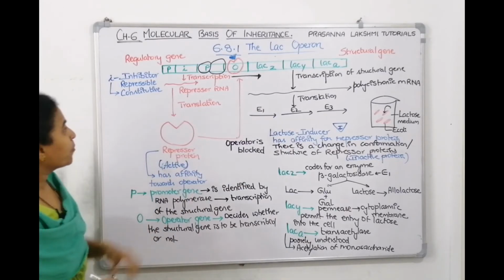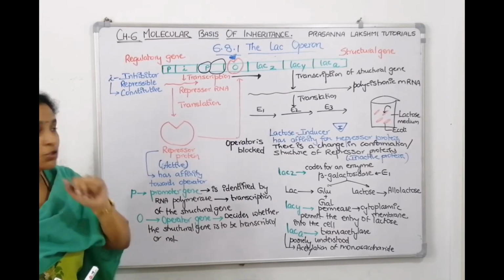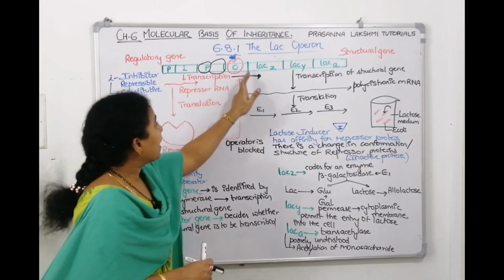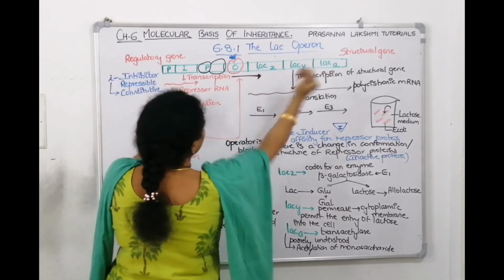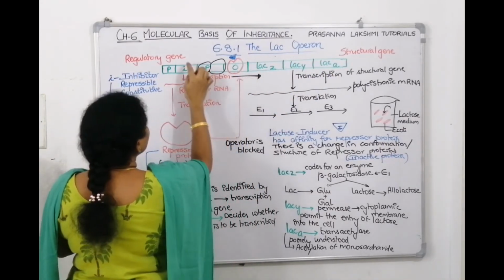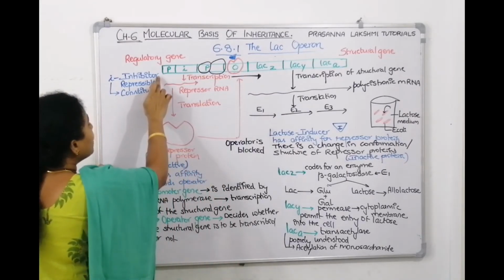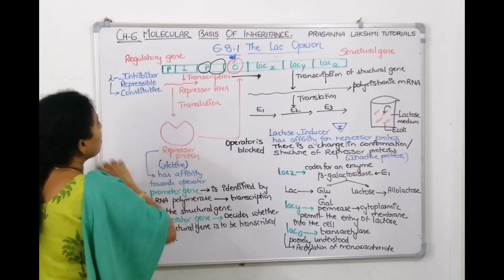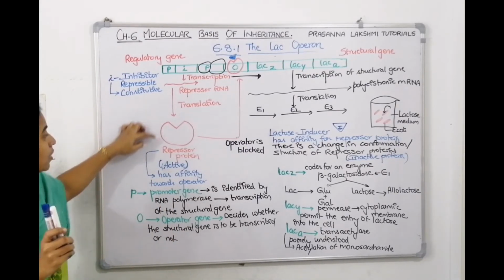So we are doing the Lac Operon. I draw the Lac Operon genes here. I told you the Lac Operon gene has 2 parts. Half is the regulatory part, half is the structural part. I showed you this is the regulatory part, this is the structural part. The regulatory part has 3 genes called I gene, P gene, O gene. I gene is an inhibitor gene. I is called a constitutive gene. It's always expressed. It will code for a repressor protein.